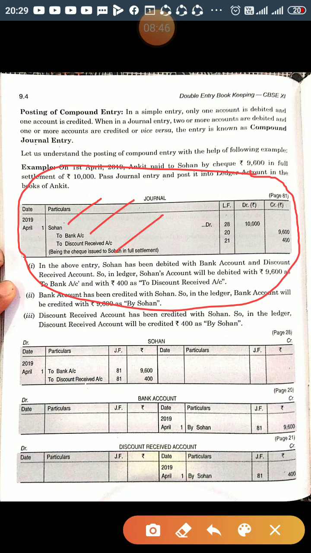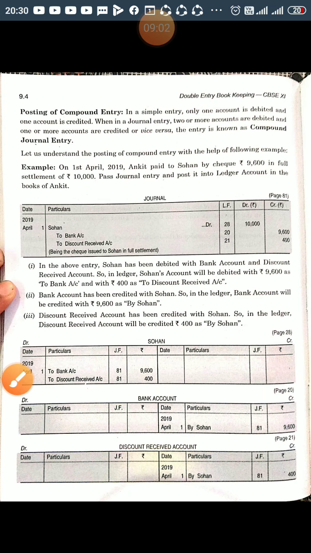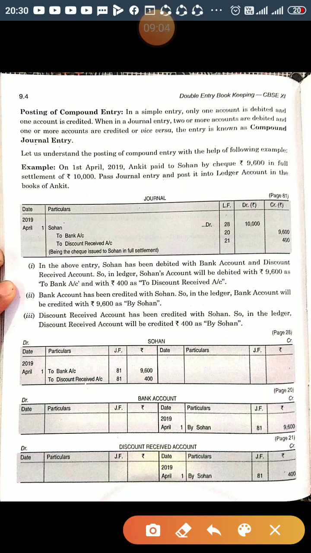Three accounts are involved. So in the ledger, we will open three accounts: Sohan, bank, and discount received, right? So now I'm going to post. So Sohan account was debited. Sohan account was debited with 10,000. Date is this, and the page number of the journal is 81, right?